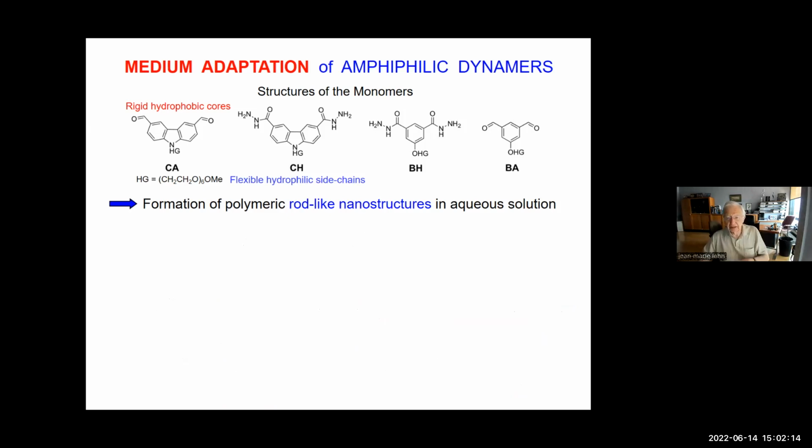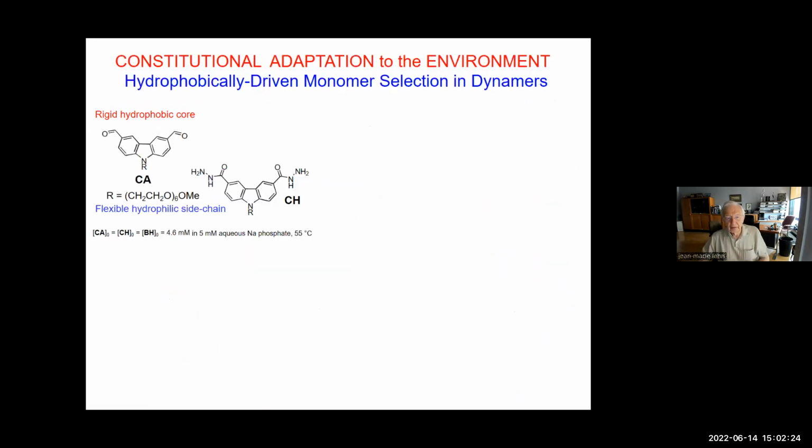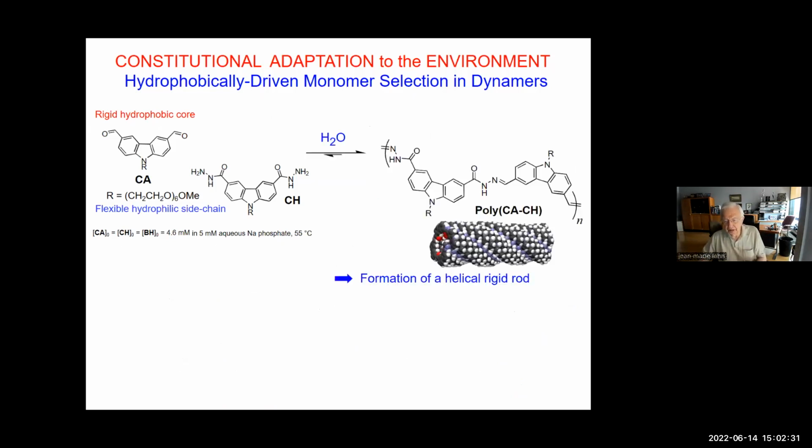Suppose we start again with the same system, but at the beginning we mix these two alone. We take these two, which we have already seen, and we let it go. What we know is you will get this dynamic polymer, the helical rigid rod. And then we will ask a question to the system.